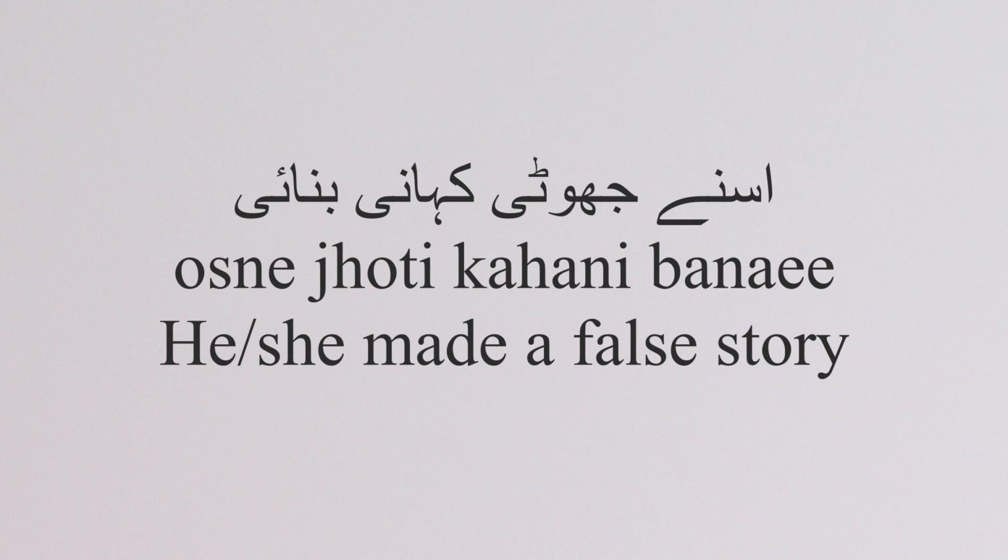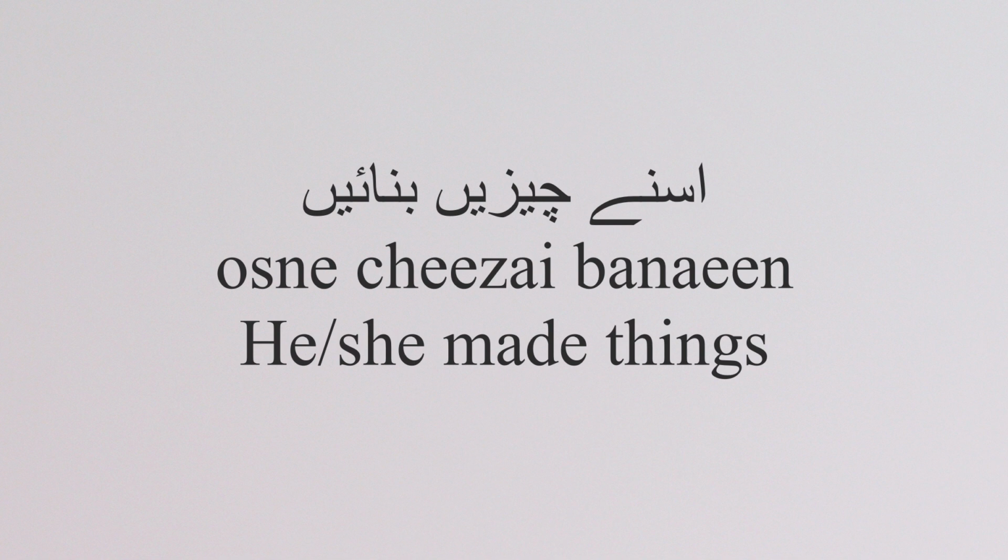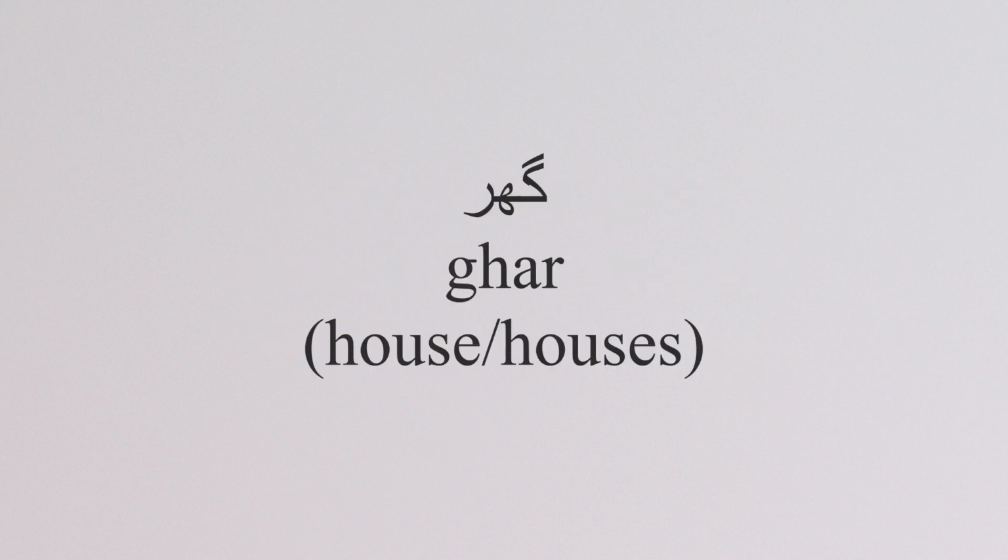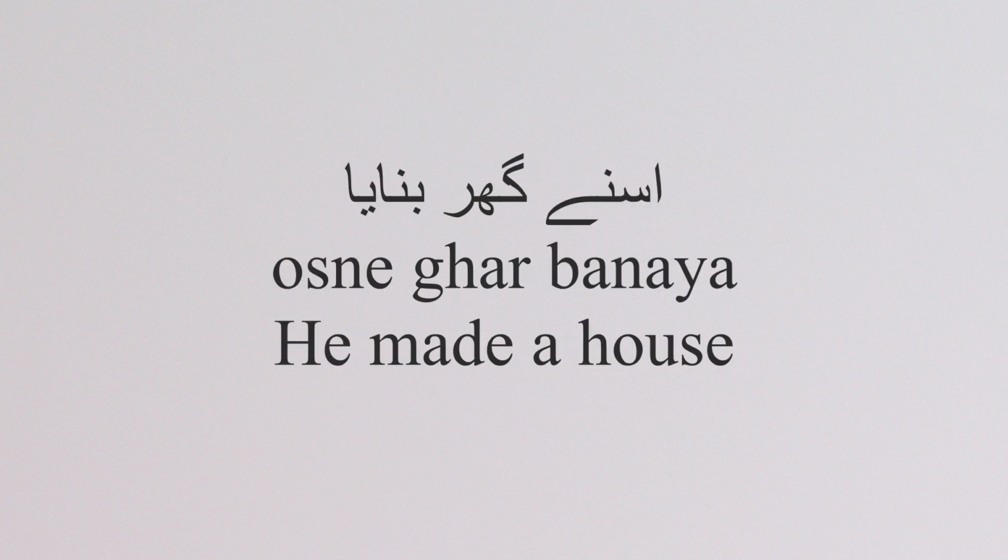If the object is plural, for example, let's say cheezein, which is things. Usne cheezein banai. So there's a nasal sound here. Usne cheezein banai. Let's take a masculine object, for example, ghar. Ghar is a home or a house, and that's one. So usne ghar banaya. He made a house.